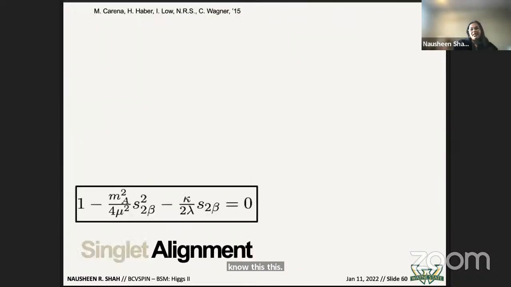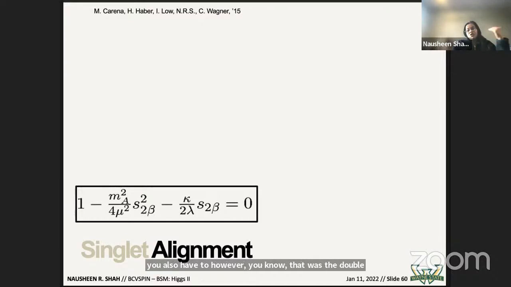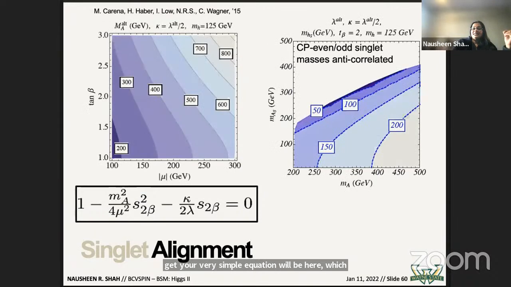The other thing to note here is that, however, that was the doublet alignment. That works beautifully. But you also have the singlet in here, right? And you also need to make sure that you don't have too much mixing with that. So you can write down the mixing with the singlet, and you get a very simple equation over here, which depends on the masses and the parameters of this model. And you translate that to the mass planes.